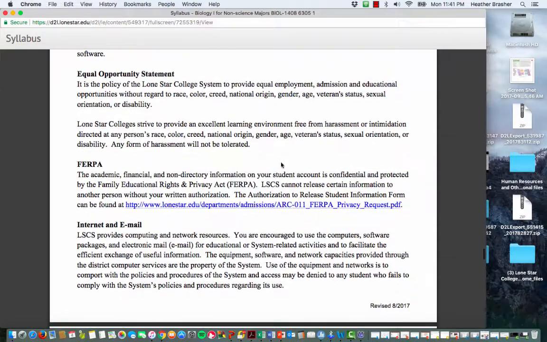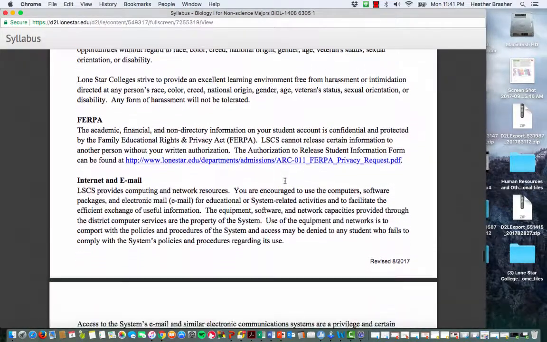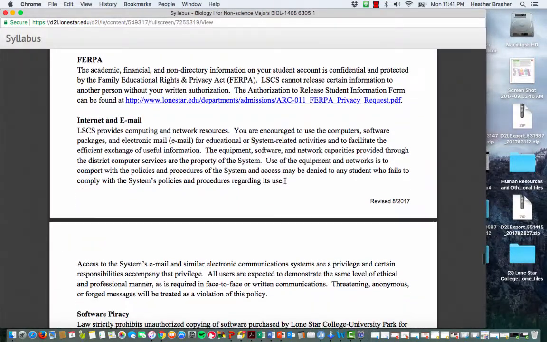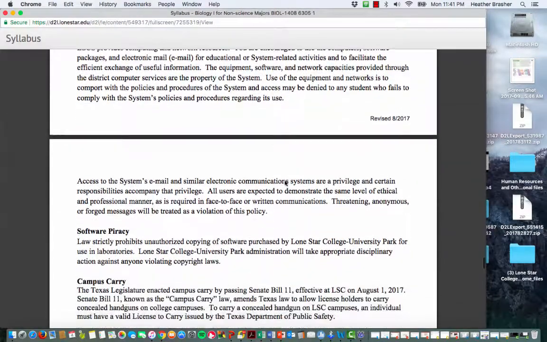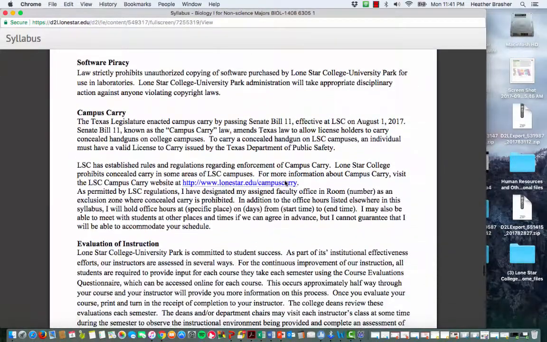FERPA, I will not release any information about you to anybody, even if your parents call me. So please tell your parents not to call me. Campus carry, you are allowed to campus carry if you have your concealed handgun license in the lecture class. Just to make sure, you are not allowed to campus carry in the lab class.